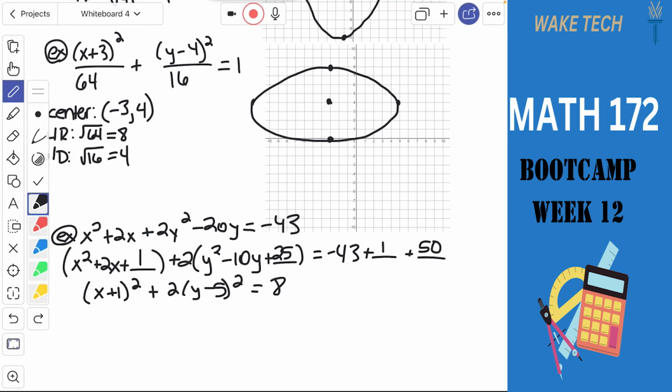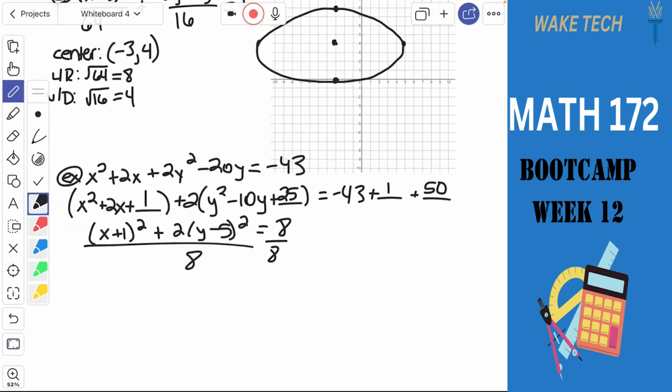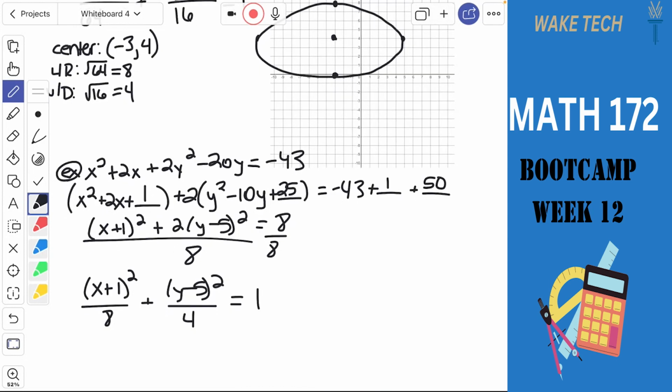So this equation is not in standard form yet. We've completed the squares. Those are cool. But it's not in standard form. Standard form for the equation of an ellipse has a 1 on the right side. Currently, we've got an 8. To turn the 8 we have into the 1 we need, we should divide everything by 8. That gives us the standard form equation of x plus 1 squared over 8 plus y minus 5 squared over 4 is equal to 1.